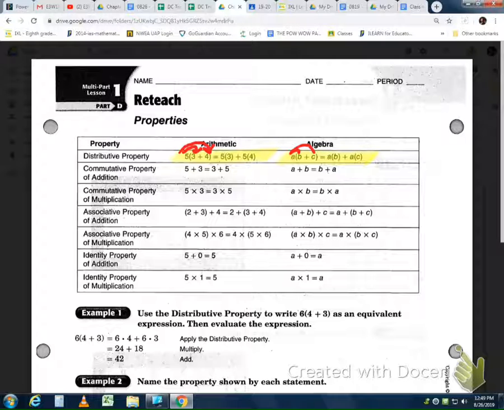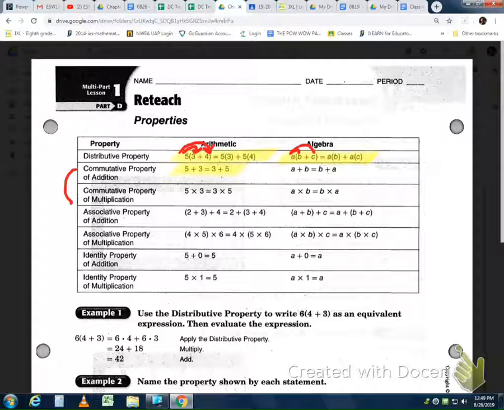Okay. All right, commutative property of addition and multiplication. I'm going to kind of do these two together. You should have seen commutative property before. It basically is just saying that you can add or multiply in either order and you get the same answer. So if you take 5 times 3, it's exactly the same as 3 times 5. You're going to get that same answer no matter what you do.